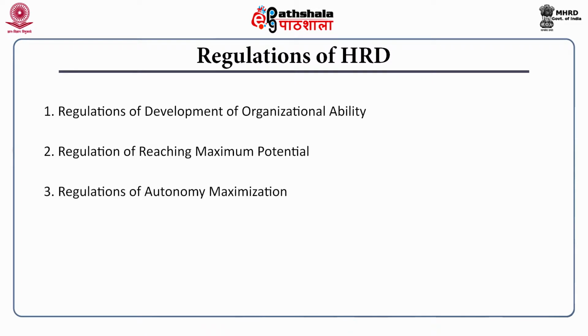Third is regulations of autonomy maximization. Autonomy is the way of allowing the staff to take onus of particular tasks on their own and take related decisions depending on their abilities. An ideal HRD system should give the leeway to the employees to make their own routes so that they have a sense of independence and worth.